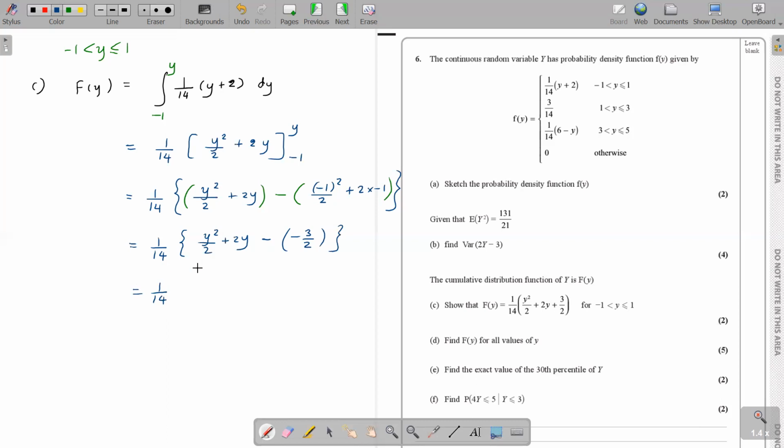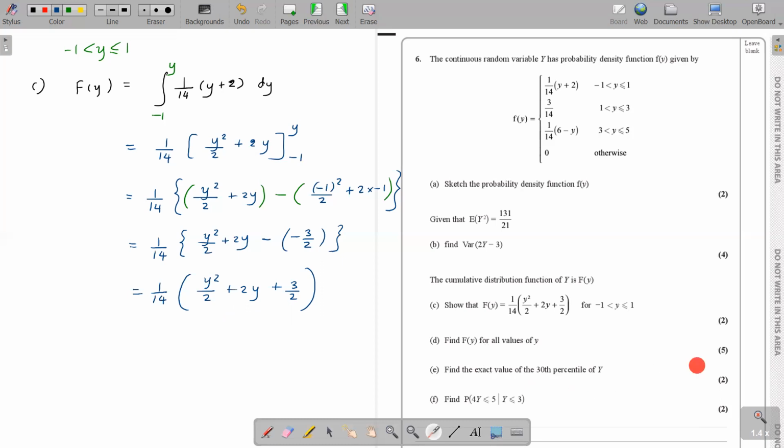So outside it becomes y square over 2 plus 2y plus 3/2. Are you with me? Which is to show that, basically, if you use any y value between -1 and +1 and input it over here, it gives you the total area underneath that point, the cumulative probability. It gives you the area behind that particular point. Okay, so part C is done.